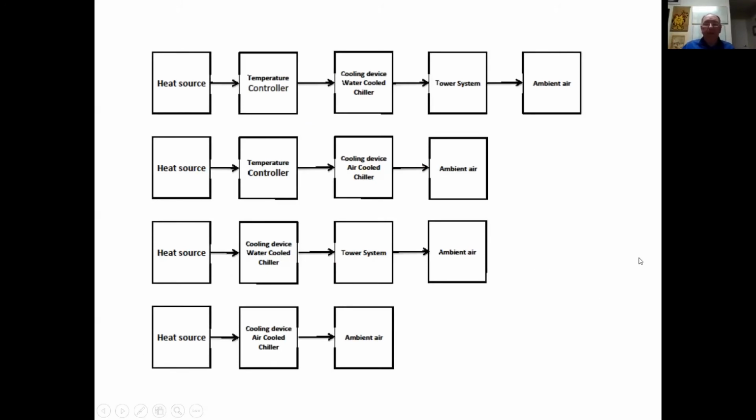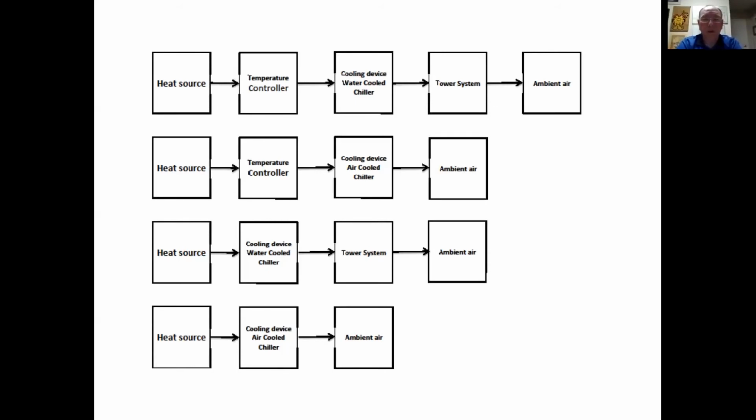This is a typical diagram of transferring heat. With that said, there's a lot of ways that we can do this with different devices. The top one, and there's a lot more than just these 4 examples, but at the top, the heat source, where the energy's at, transfers to a temperature controller, which in turn transfers to a water-cooled chiller, which in turn transfers the energy to a tower system, which in turn dumps the energy to its final destination, which is the ambient air.